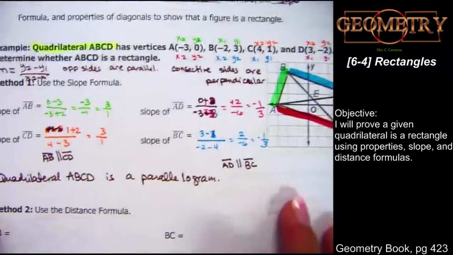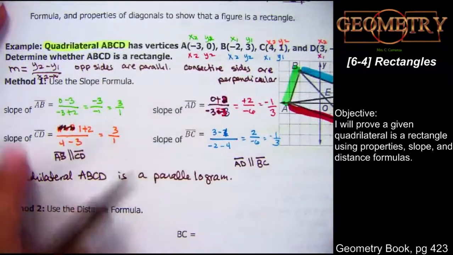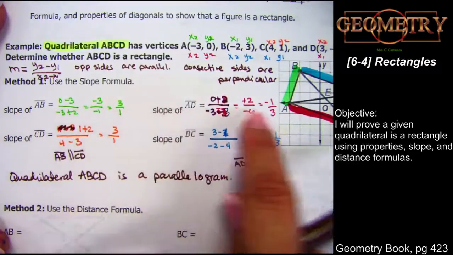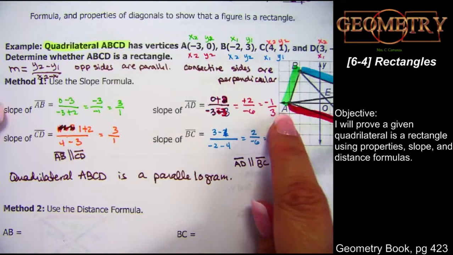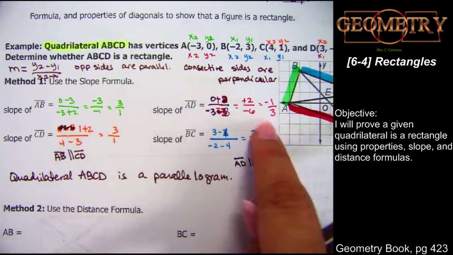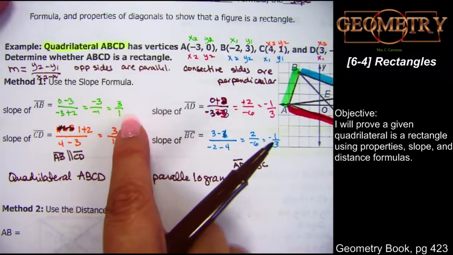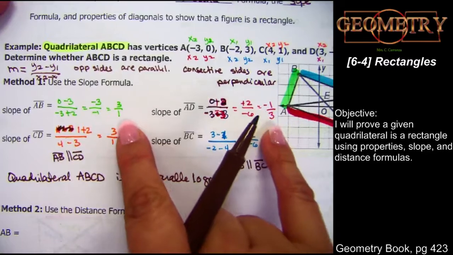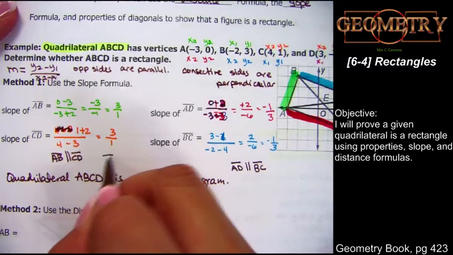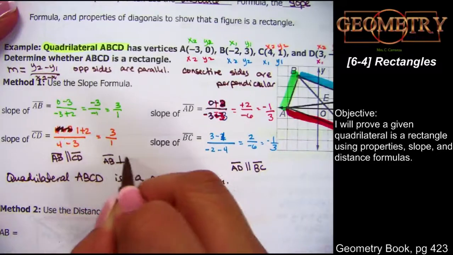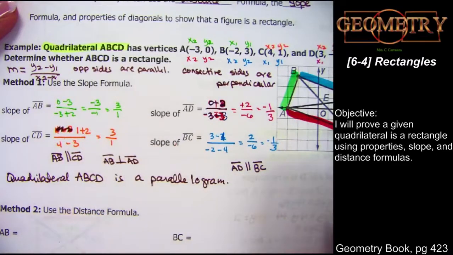To show that it's a rectangle, I need the consecutive sides to be perpendicular, which means I need negative reciprocal slopes. Slopes have to have a different sign. Are they? One positive, one negative? Yes. And then if I look at them as fractions, are they flipped? Yes. These are negative reciprocals, and AB is perpendicular to line segment AD.